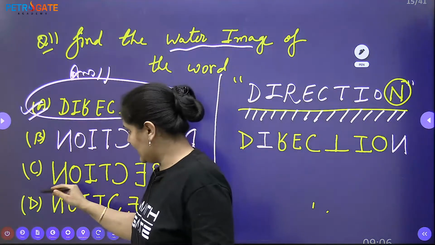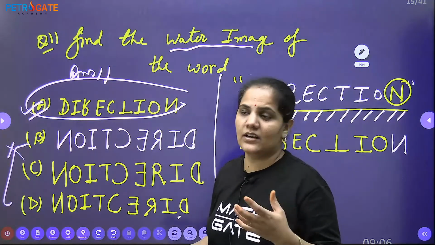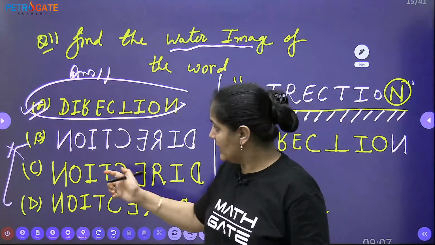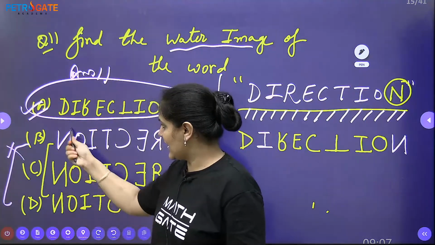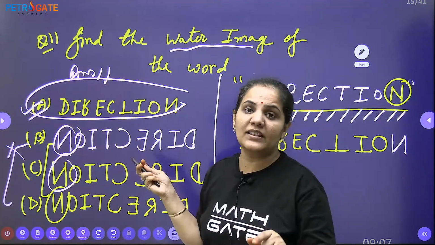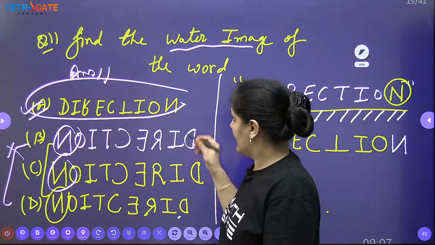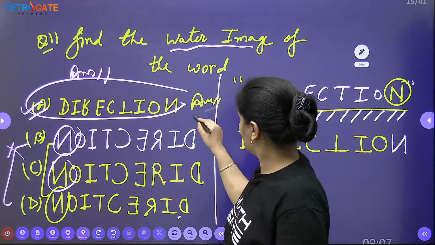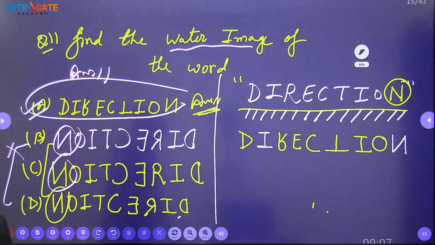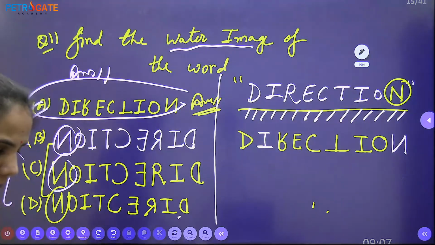So that's why these three options are just indicating that they cannot be the right answer, because in each of these three options the starting letter is the last letter of the given question. Which is not possible in the water image, it is possible in the mirror image. Okay, right? So this is the final answer. I hope you guys are getting my point, dear students, right?